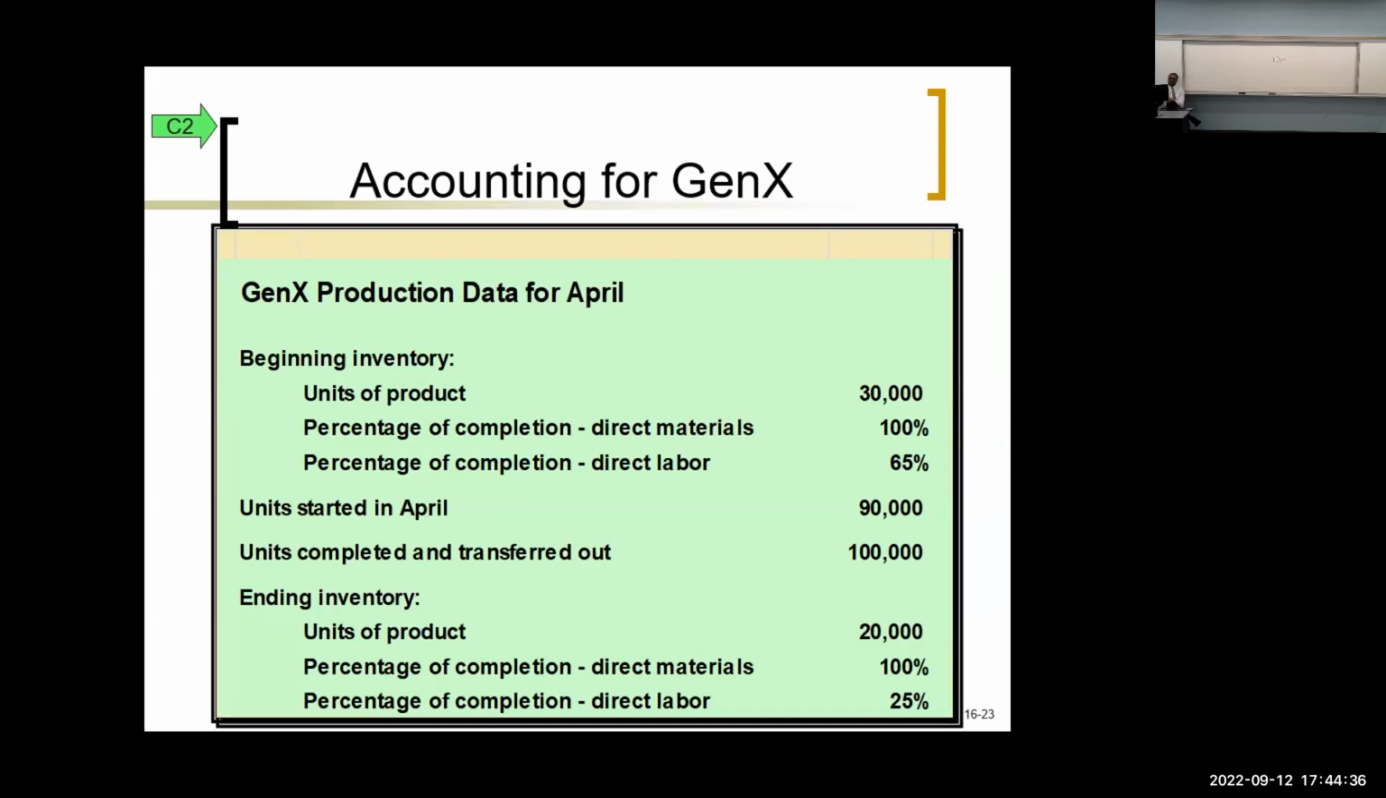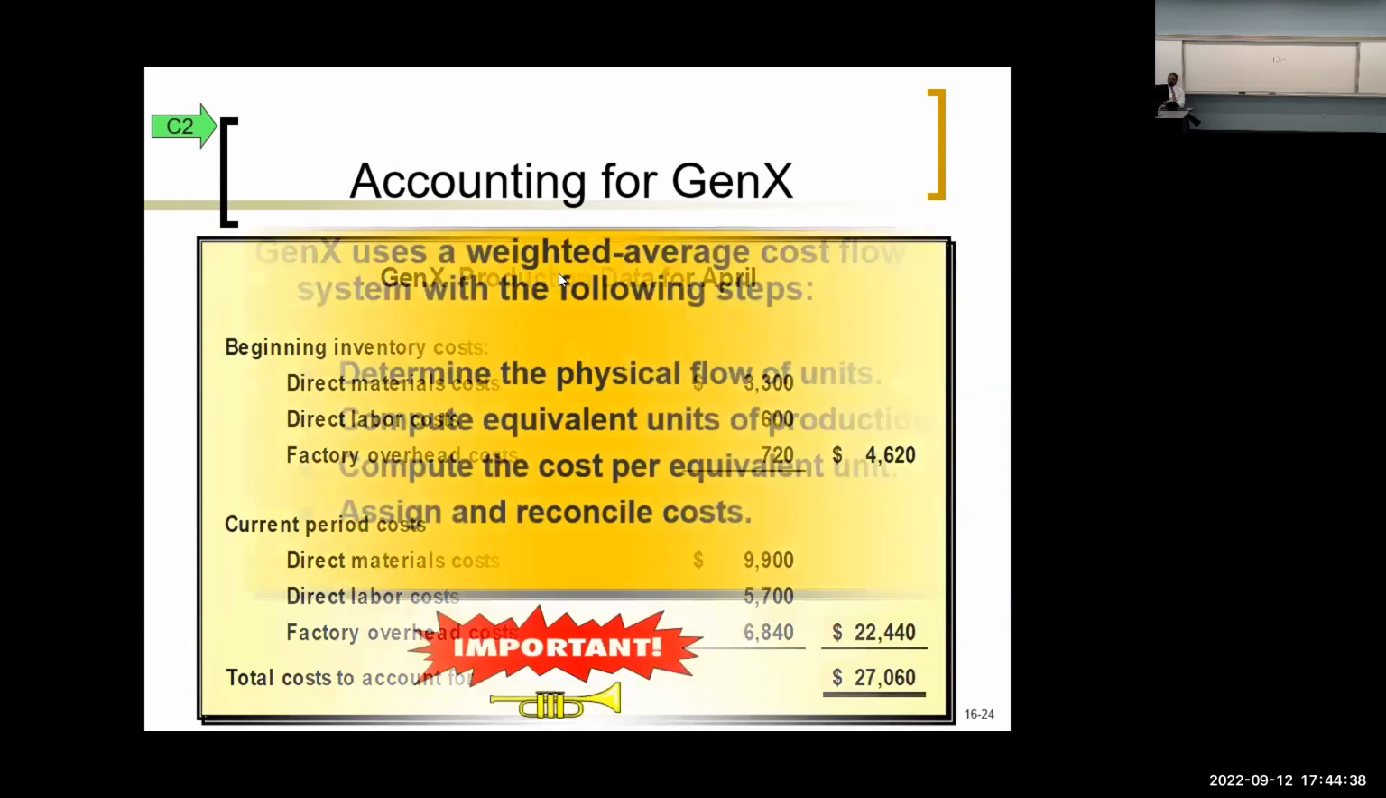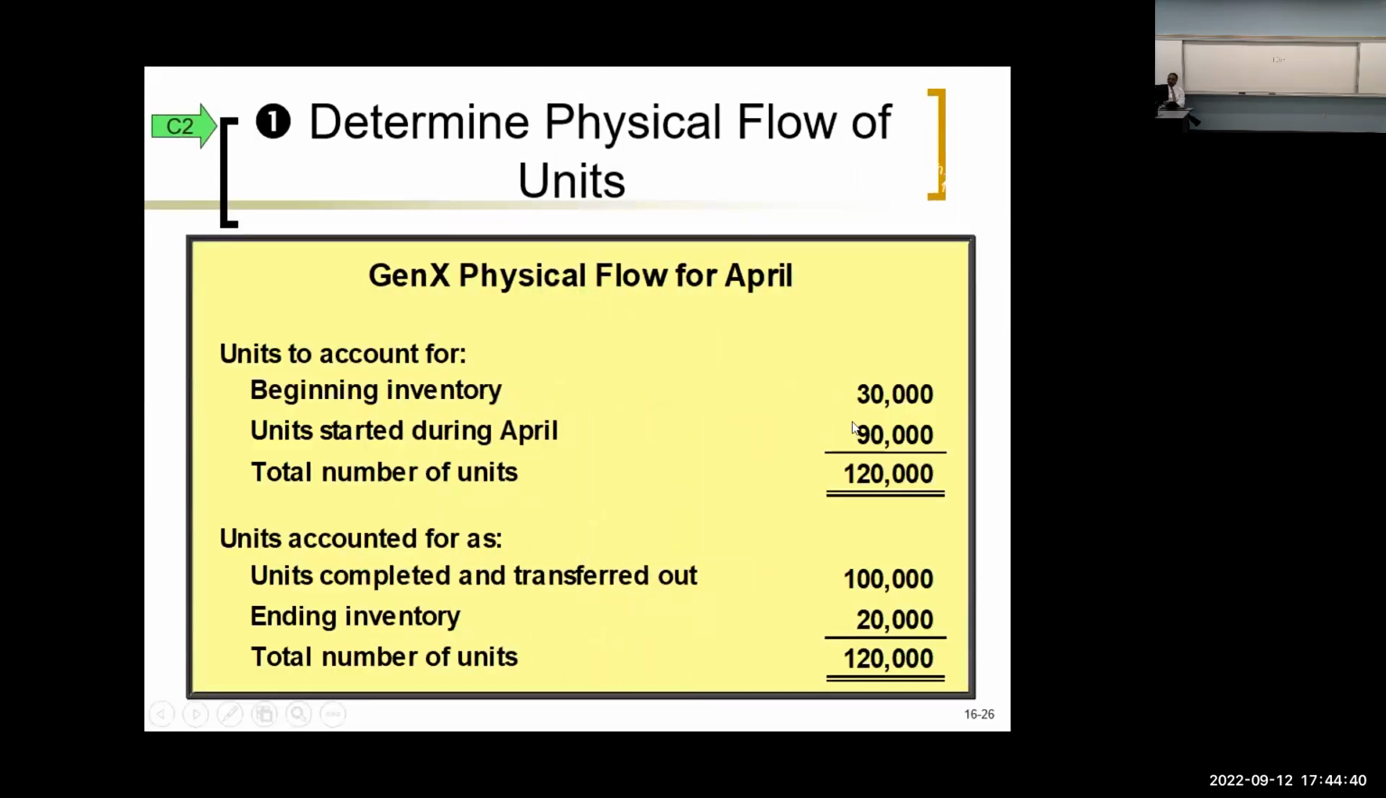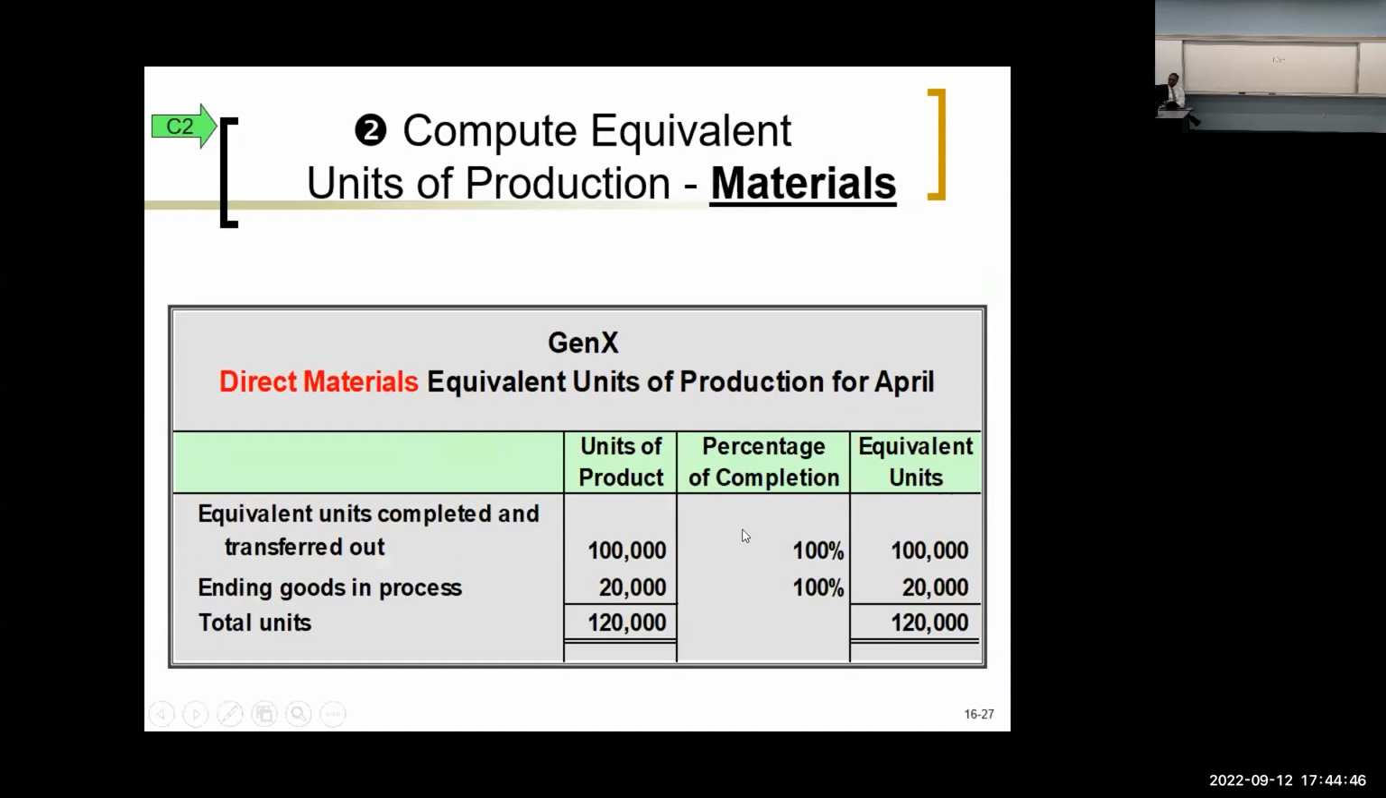They didn't take numbers from anywhere special. They just got it right off the first data sheet. And so now they know they've got the right total number of units. So then the next thing they're going to do is change this into EUPs.